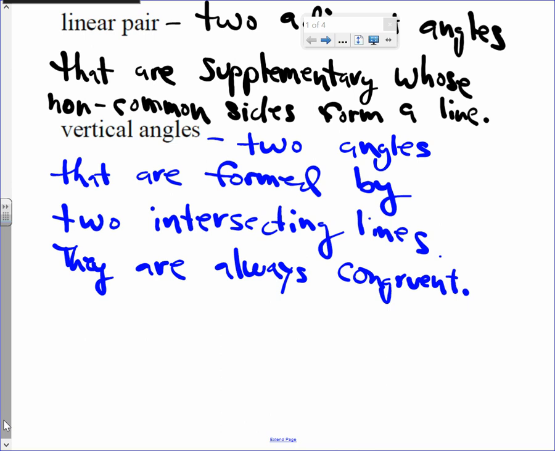You with me, man? Yeah. All right. Okay. Two angles that are formed by two intersecting lines, they are always congruent.